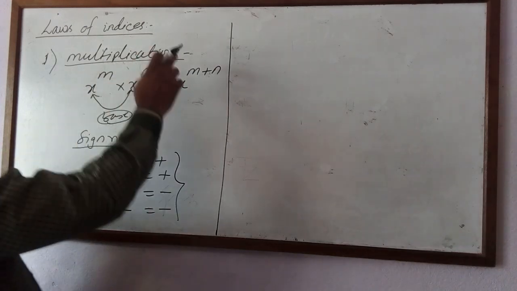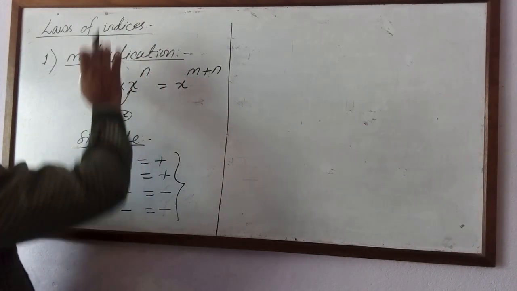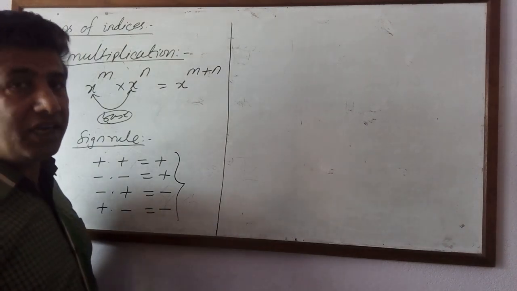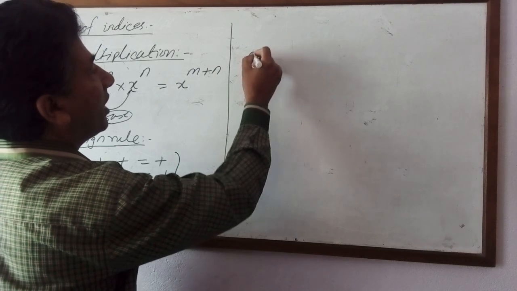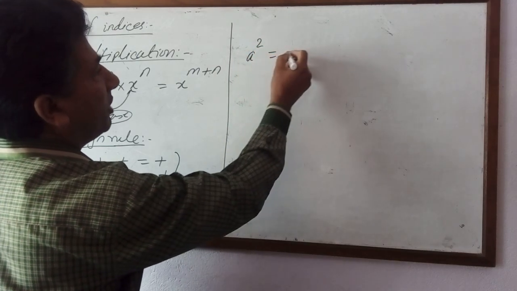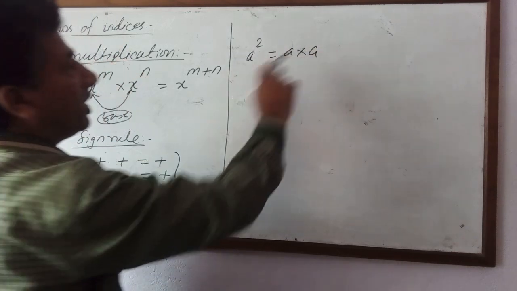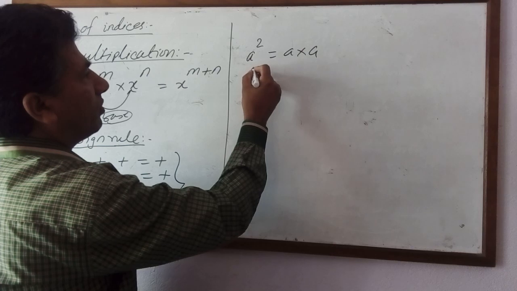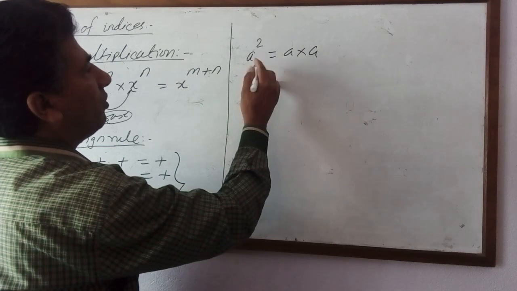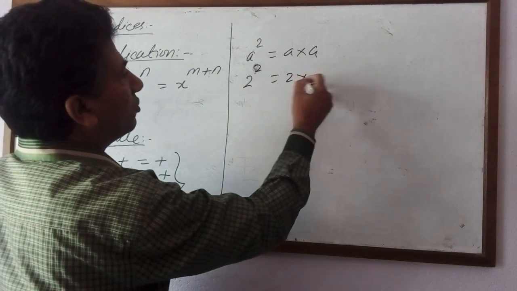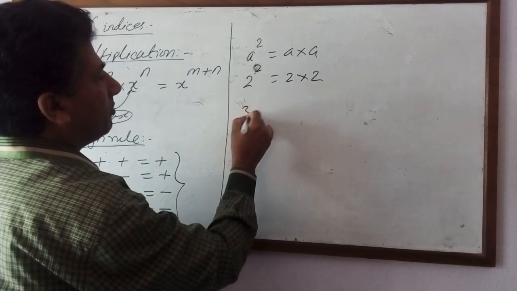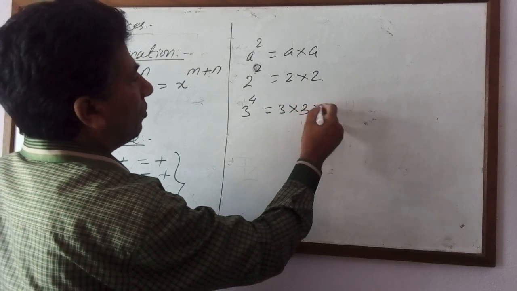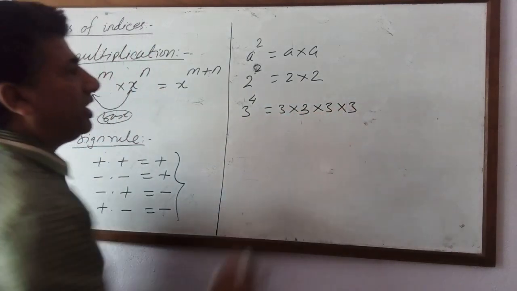Now here I have written the rule of indices, a very important point. First of all, you have to understand the meaning of power. For example, if I write a square, a square means a times a, multiply a by itself. In place of a, I write 2 power 2, then multiply this 2 times 2. If there is 3 power 4, then multiply this 3 four times: 1, 2, 3, 4. This is the meaning of power.